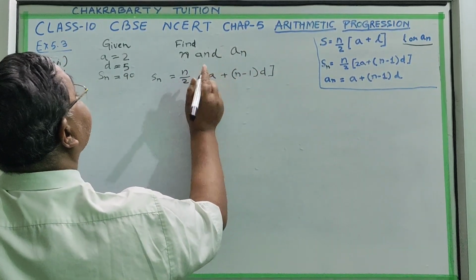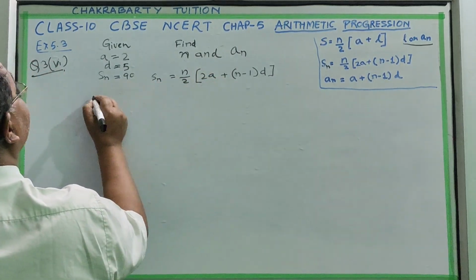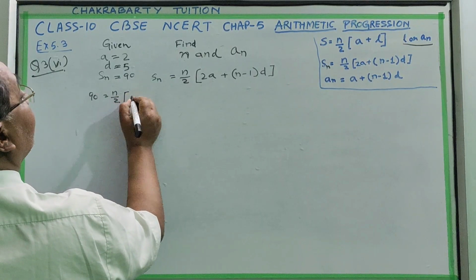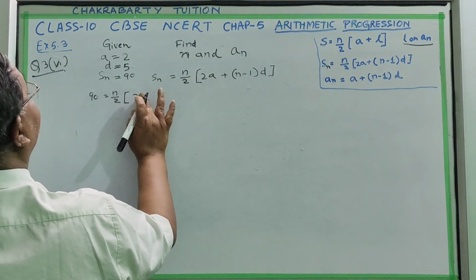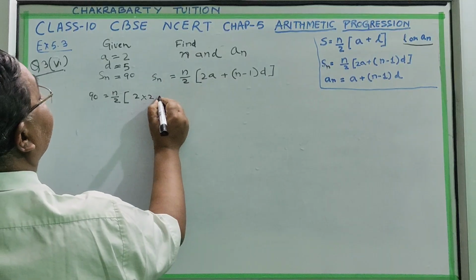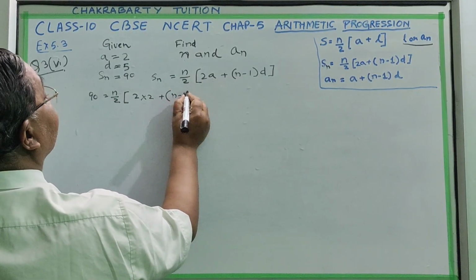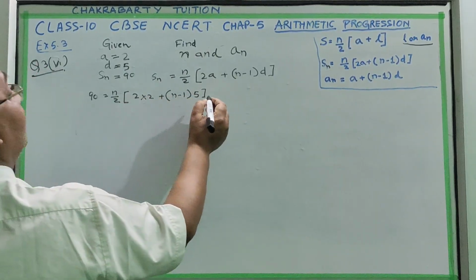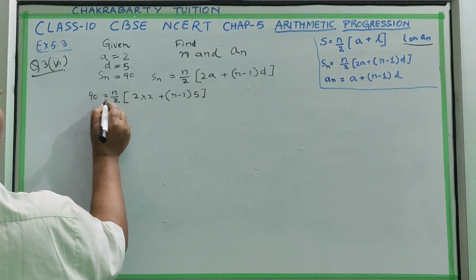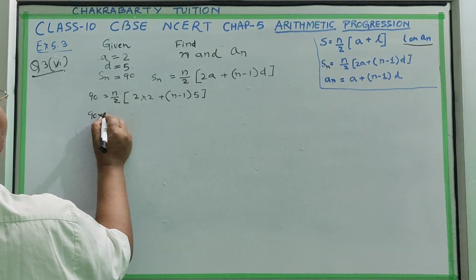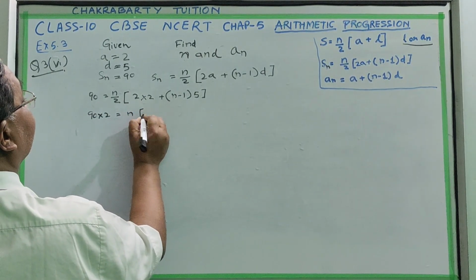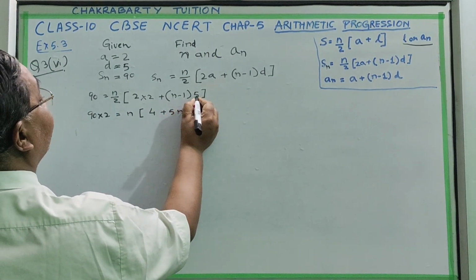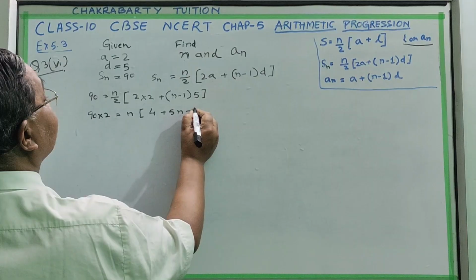Here Sn is 90, equal to N upon 2 times 2A, where A is equal to 2, plus N minus 1 and D is 5, which is given. So we can take the 2 to this side: 90 into 2 is equal to N times (4 plus 5N minus 5).